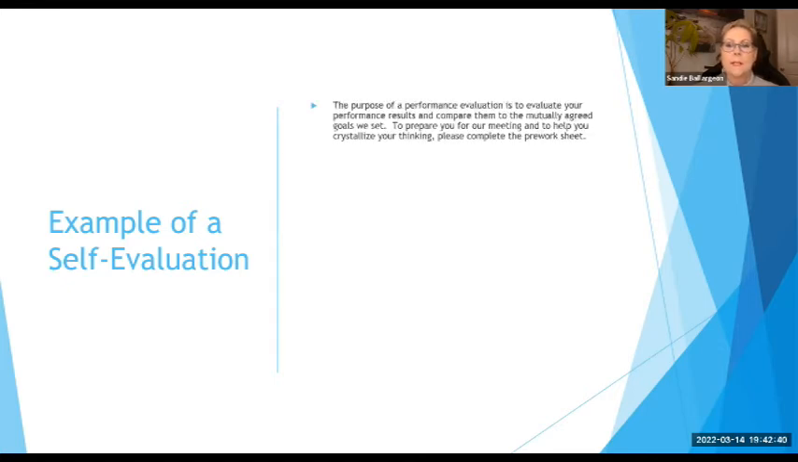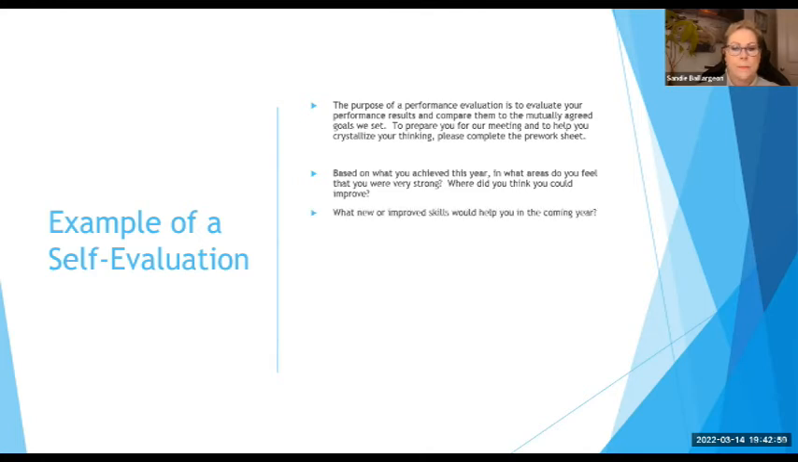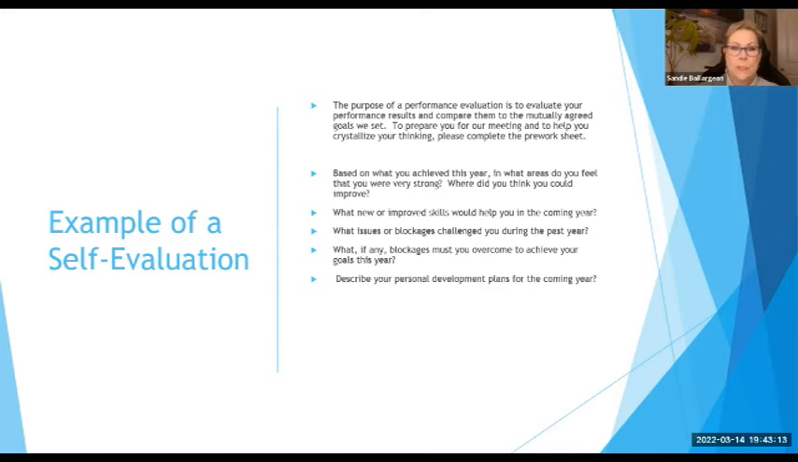Basically, it says the purpose of a performance evaluation is to evaluate your performance results and compare them to mutually agreed goals that we set. To prepare you for our meeting, to help you crystallize your thinking, complete this worksheet. Based on what you achieved this year, in what areas do you feel that you were very strong? And where do you think you could improve? What new or improved skills would help you in the coming year? What issues or blockages challenged you during the past year? What, if any, blockages must you overcome to achieve your goals this year?